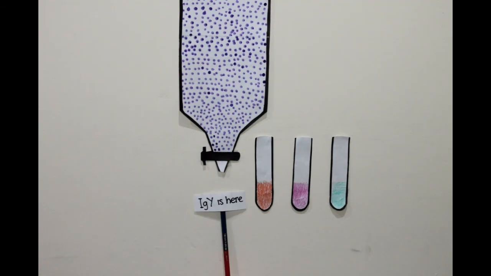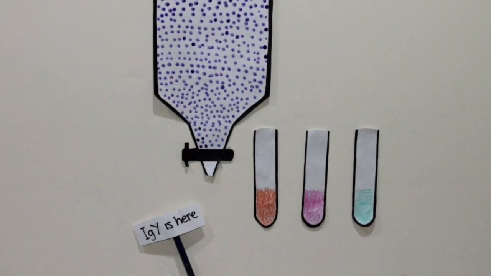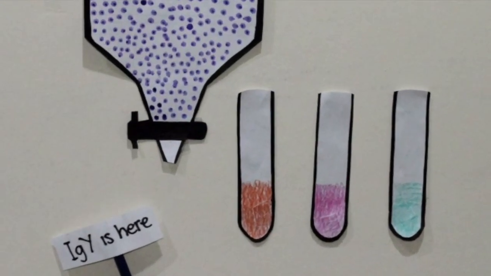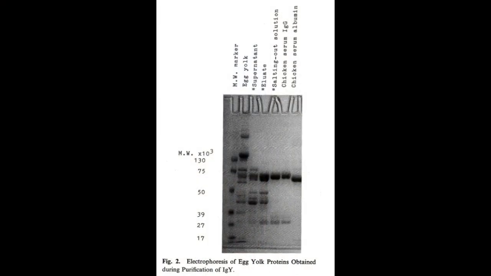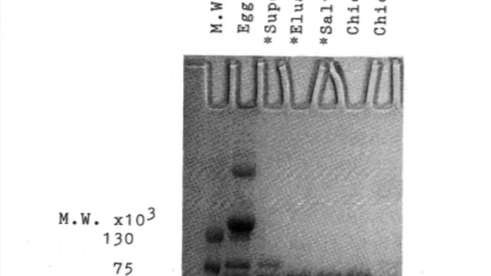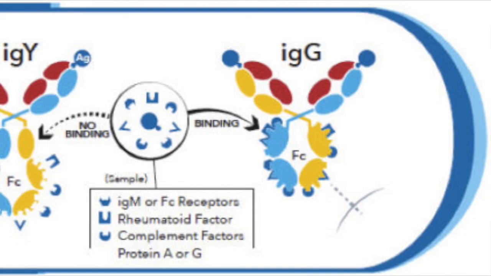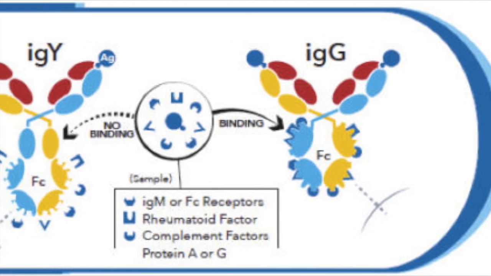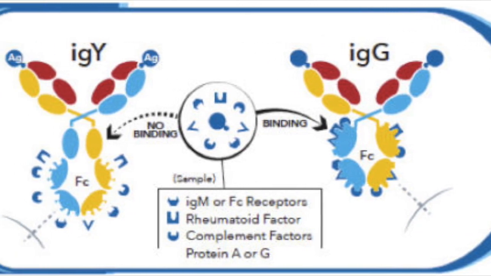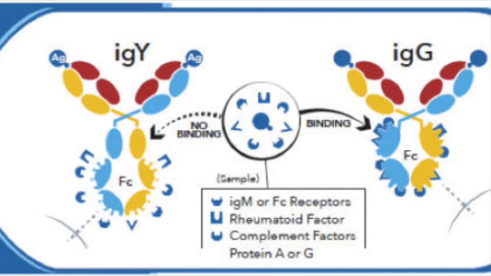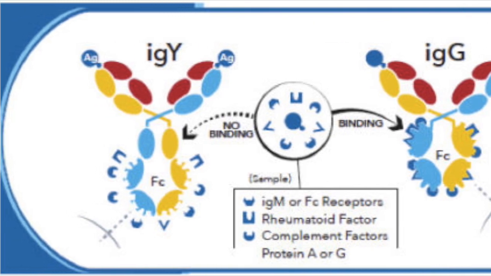But don't forget, we need to make sure that we only got the IgY without other proteins inside. A way to do it is by electrophoresis. Another antibody named IgG can be used as a reference since IgG has a similar molecular weight to IgY.